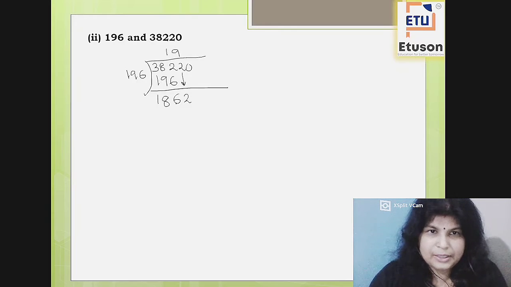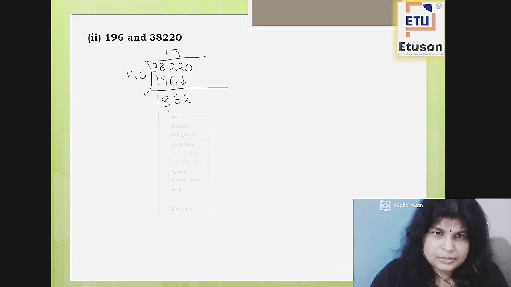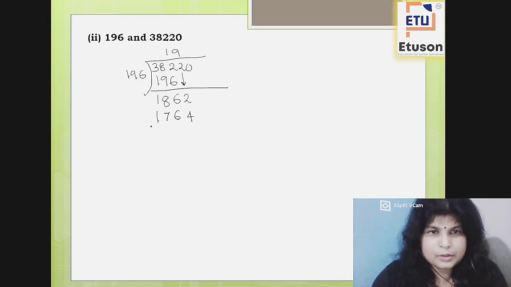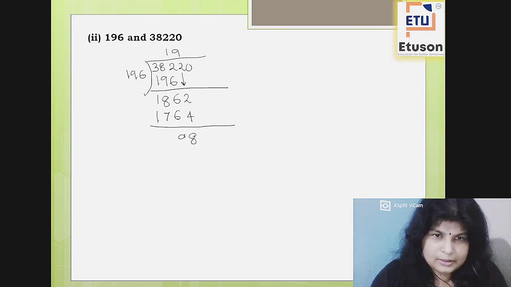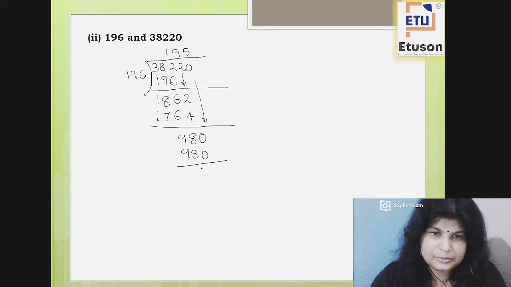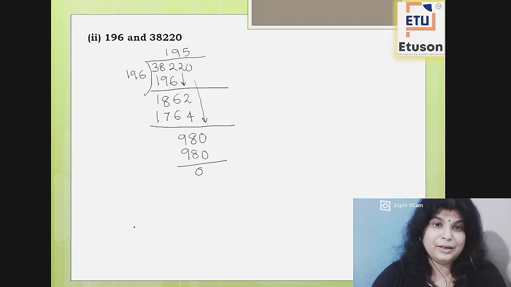Right? So 1862 into 9. Okay. So it is 1764. Okay. Now we'll subtract it. It is 8. And here it is 9. This 0 will come down. So this becomes 980. And here comes your final number, and your remainder is equal to 0 here. So you are lucky here.